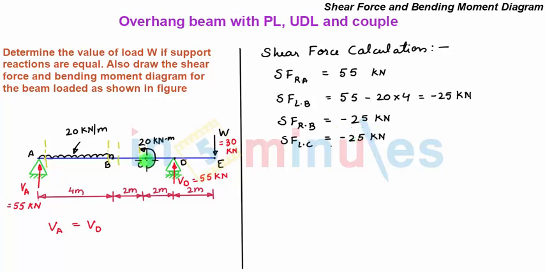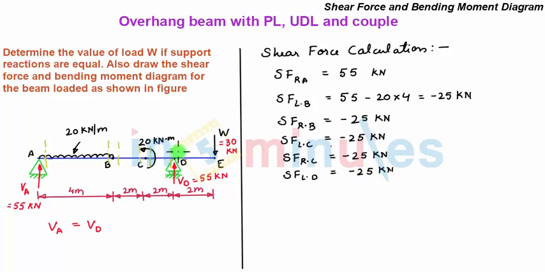Now let's move beyond point C. By taking a section towards right of C and very near to it, I get the value of shear force towards right of C as, again, there is no addition of force, only the addition of couple of magnitude 20 kilonewton meter, which is not taken into consideration while calculating shear force. So value of shear force will be same, minus 25 kilonewton. Now by taking a section towards left of D and very near to it, the shear force towards left of D is again same, minus 25 kilonewton, as there is no force between these two sections.